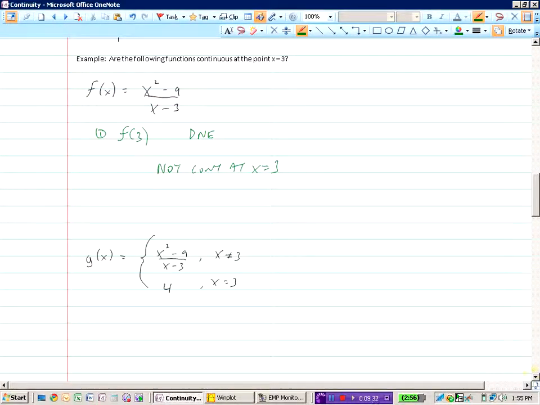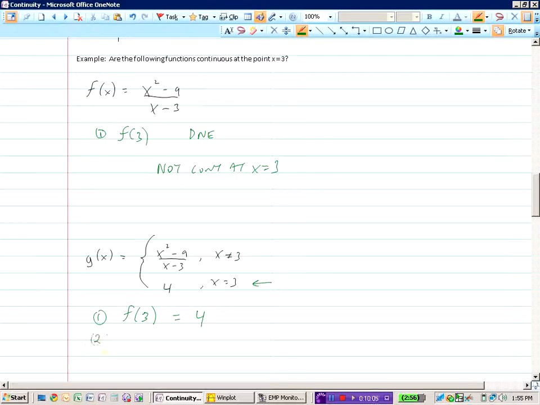Let's look at this other function. So this is a piecewise function, g of x. We have our original function, x squared minus 9 over x minus 3, and we're going to use that function for all values except x equals 3. If we have x equals 3, we're going to say the y value is 4. So let's look at criteria number 1. It was to figure out what is f of 3. F of 3 is 4. That's what it's saying right here. When x is 3, g of x is 4. So that's good. Part 1 is good.